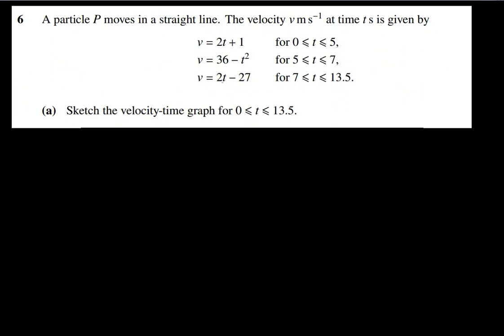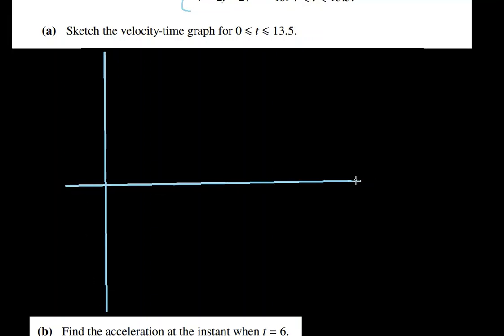Question 6. A particle P moves in a straight line. The velocity v is given by these three equations from 0 to 5, 5 to 7, 7 to 13.5. Sketch the velocity time graph. For the velocity time graph I will need a grid. So let me draw the v-axis and t-axis. Okay, so this is v, this is t.